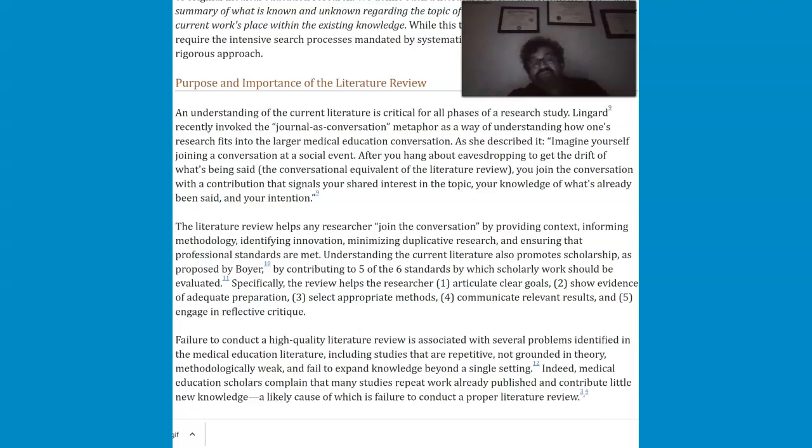So what does the review actually do? A good review should help articulate clear goals, show evidence of adequate preparation, select appropriate methods, and I would say that the methodology is more so explained in the method section, but communicating relevant results and engaging in reflective critique. So this is actually not just the literature review portion, but this can actually be the rest of the paper as well.